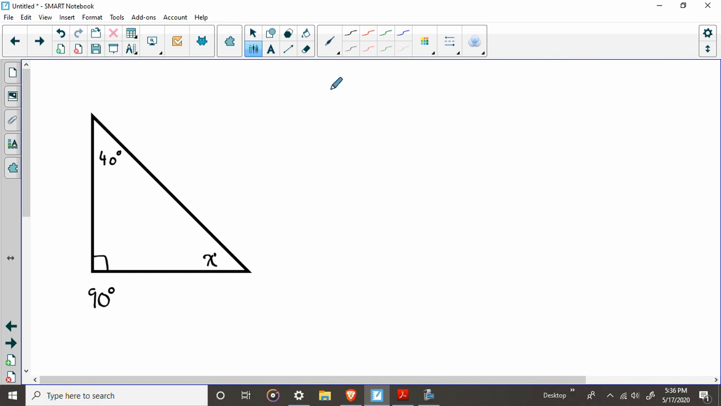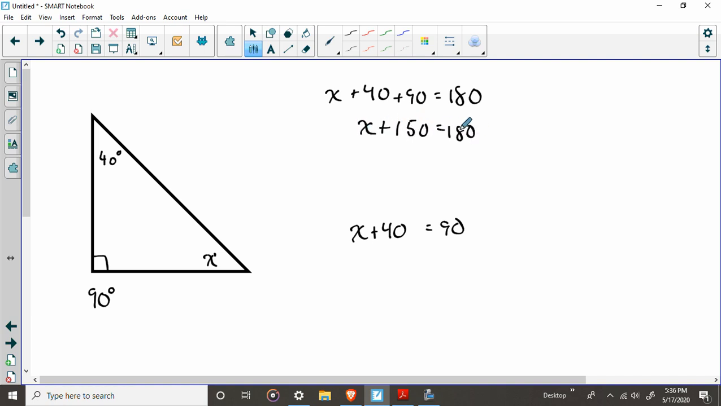So I'm going to show you two ways. We can do it the same way we were: x plus 40 plus 90 equals 180. Or if you recognize it, you could just say x plus 40 equals 90, which is true. If I subtracted 90 and 90 here, it would be the same thing. But again, x plus 130 is equal to 180, so x is equal to 50.